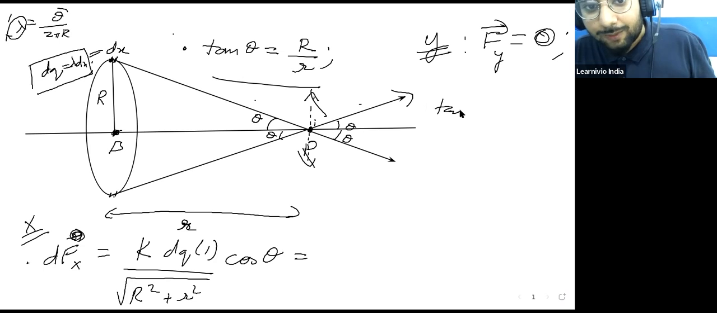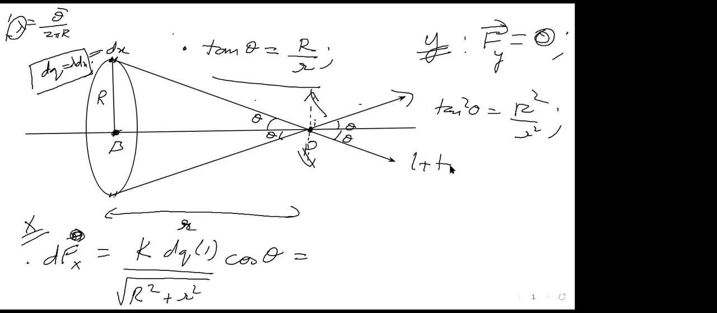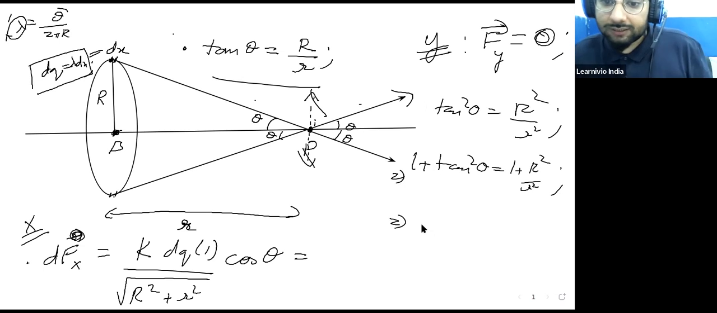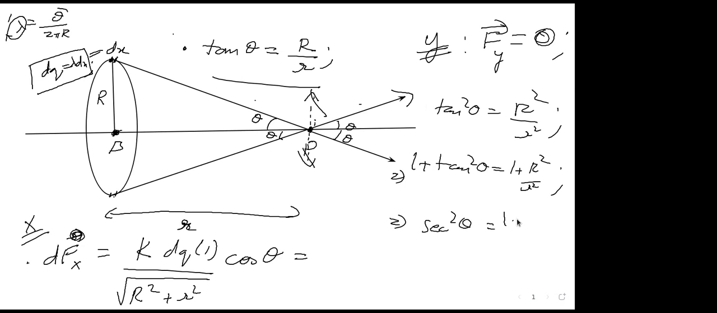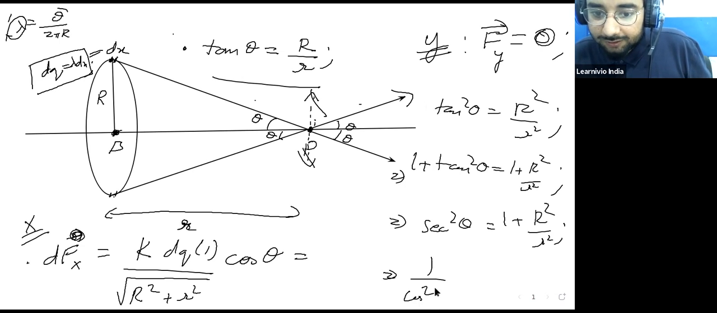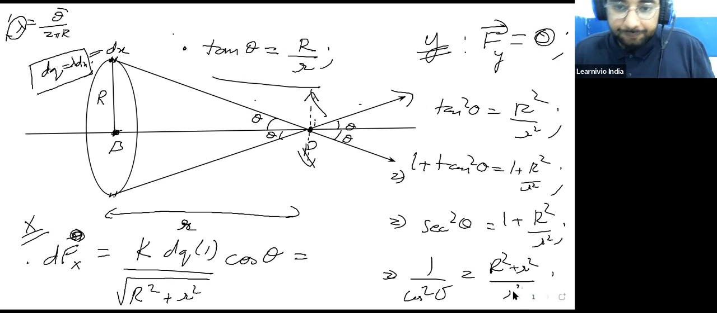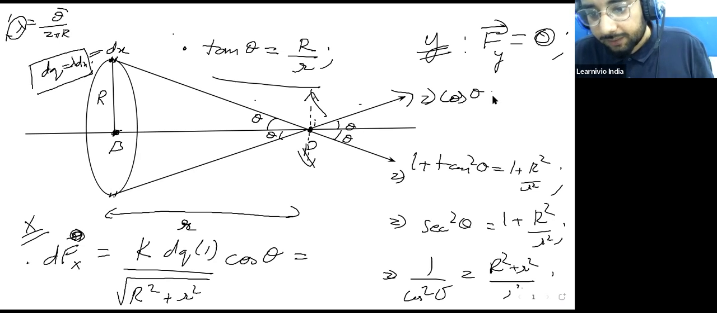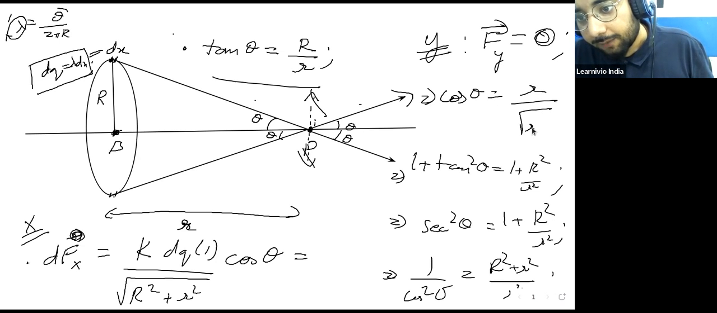Let's do it. Tan square theta is equal to capital R square over small r square, correct? Adding 1 to both sides, you get 1 plus tan square theta is equal to 1 plus capital R square over small r square. 1 plus tan square theta is sec square theta, equal to r square plus capital R square over small r square. This implies 1 over cos square theta is equal to r square plus capital R square over small r square. So cos theta is nothing but small r over the square root of r square plus capital R square.